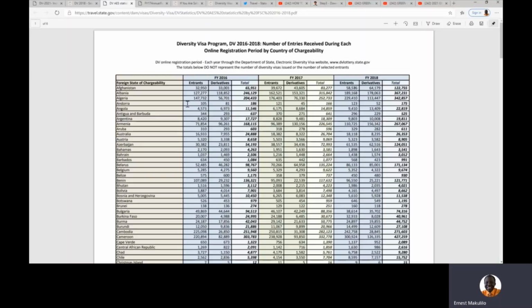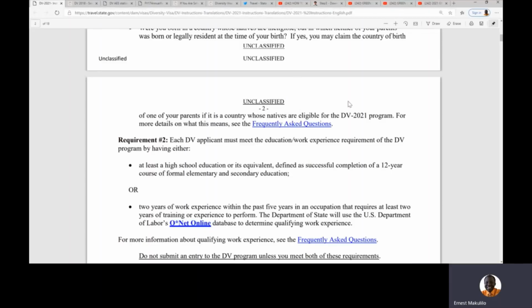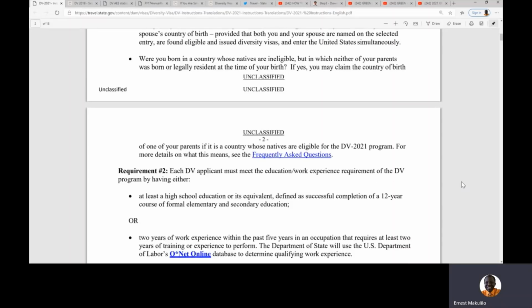But also, if you apply and don't win, don't get upset. Remember, it is a free application. You didn't pay any amount of money. It is just a 5 to 10 minute application, taking a photo and doing the application. So you have nothing to lose.